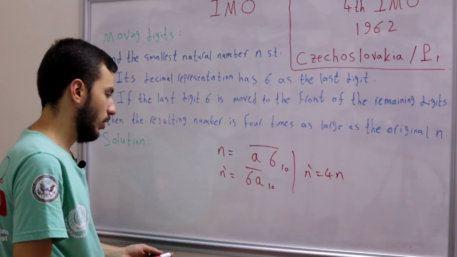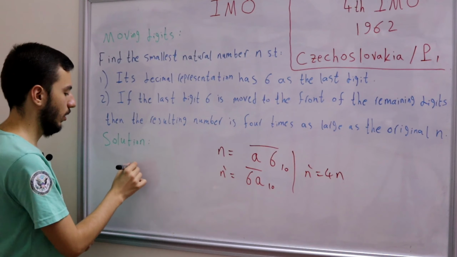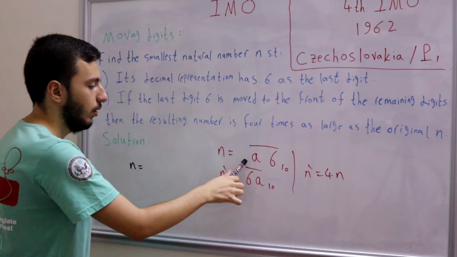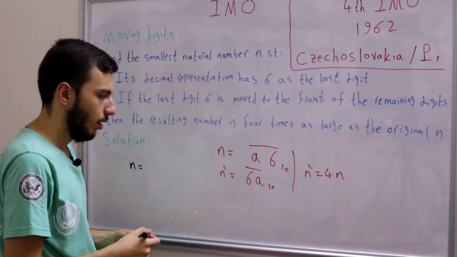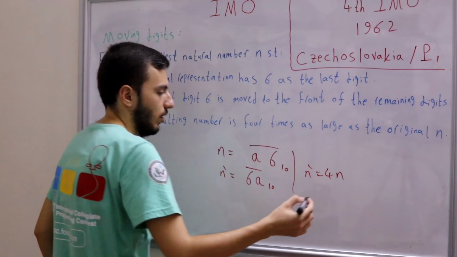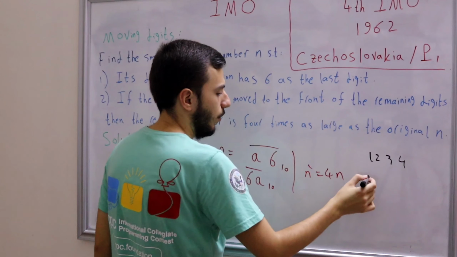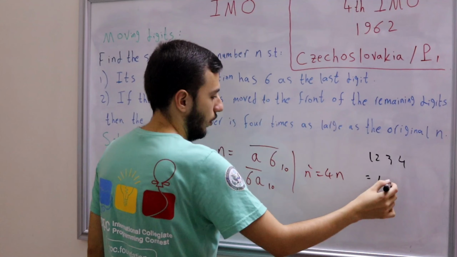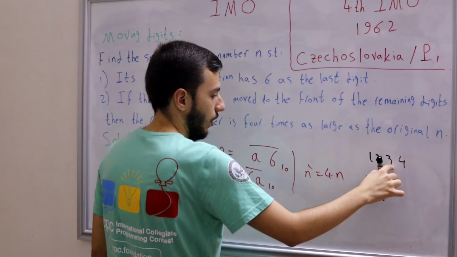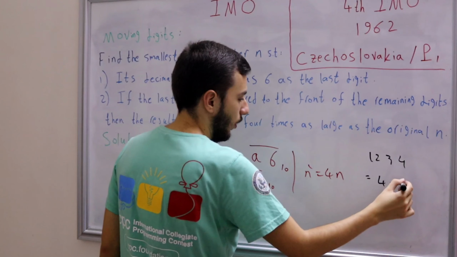So how can we express n? How do we represent any number, actually? For example, if we have the number 1234, we take the unit digit alone, and then we take the digit 3, and we multiply it by 10, right?